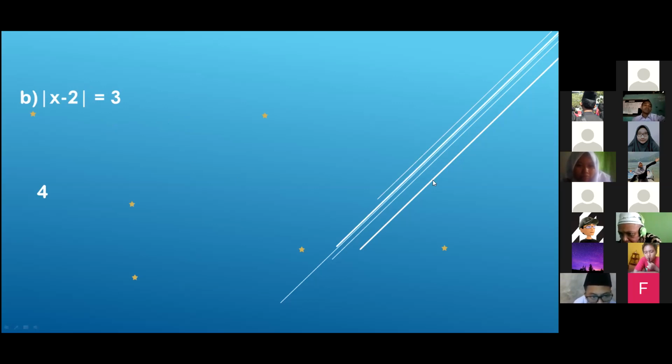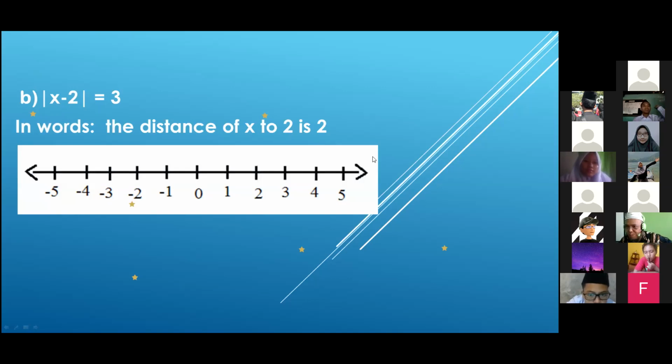Okay. The distance of x to 2 is 3. Not negative 2, I mean 2. The distance of x to 2 is 3. Yeah, okay, correct. Very good. Take a look at number 2. Which number is located 3 units away from 2?